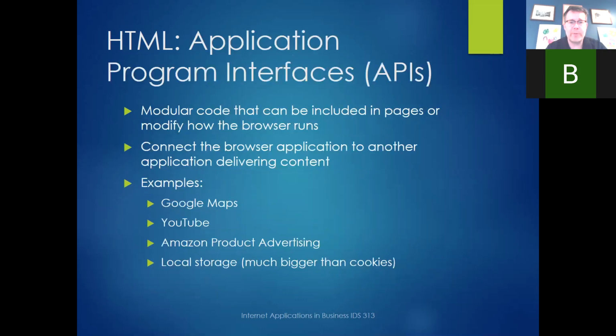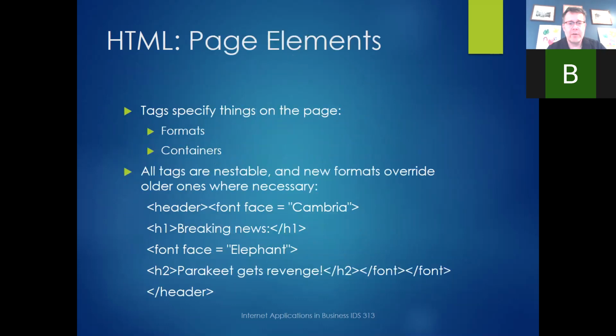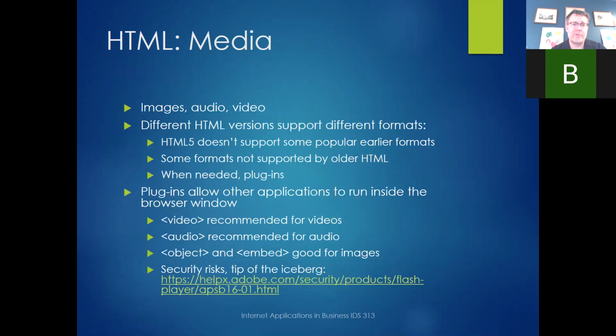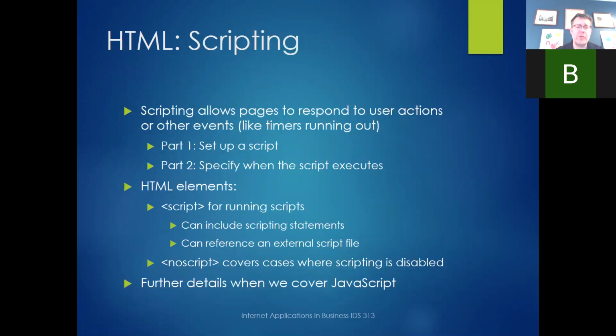So for example, if we bounce back a few slides here, we had a couple scripts going on. First one, if somebody clicked on the button, the paragraph with the ID demo would display the date. Likewise, if somebody clicked on the paragraph with the ID demo itself, the text color would change to red. So there are a couple different things that could happen based on our actions. Those are simple scripts.